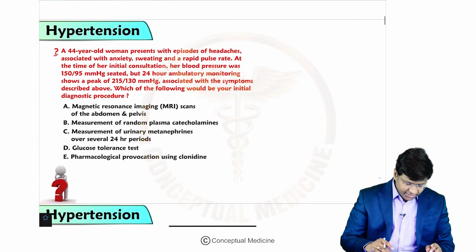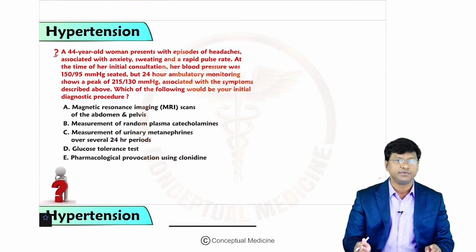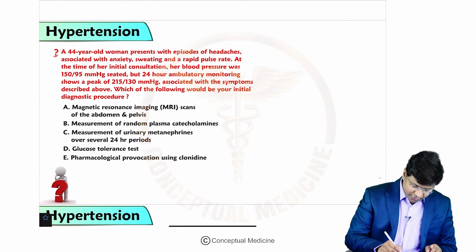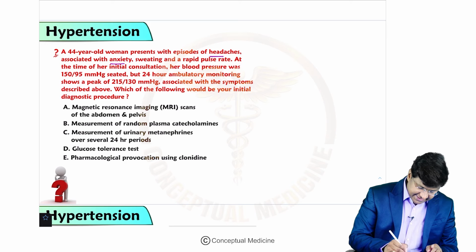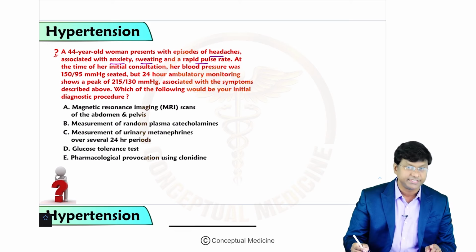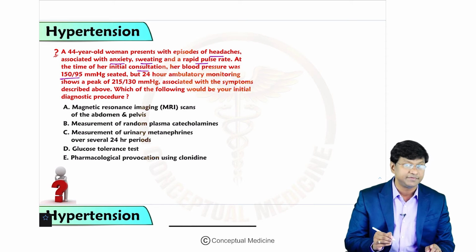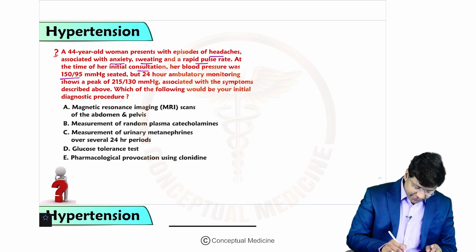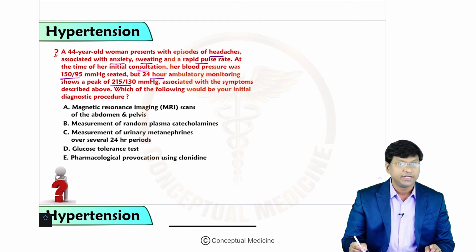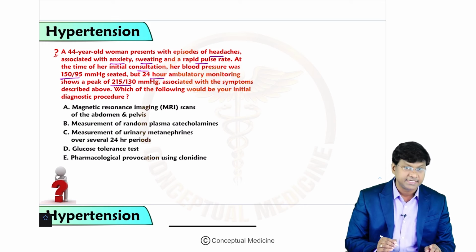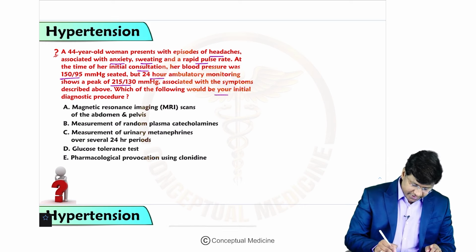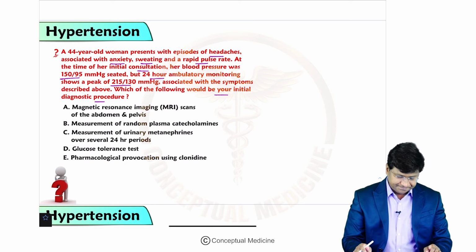If you see this question here: a 44-year-old woman presents with episodes of headache associated with anxiety, sweating and a rapid pulse rate. At the time of her initial consultation, her blood pressure was 150 by 95 millimeters of mercury, but 24-hour ambulatory monitoring shows a peak of 215 by 130 millimeters of mercury associated with the symptoms described above. Which of the following would be your initial diagnostic procedure?